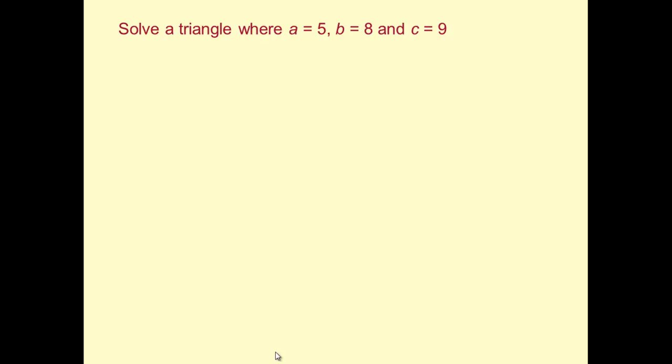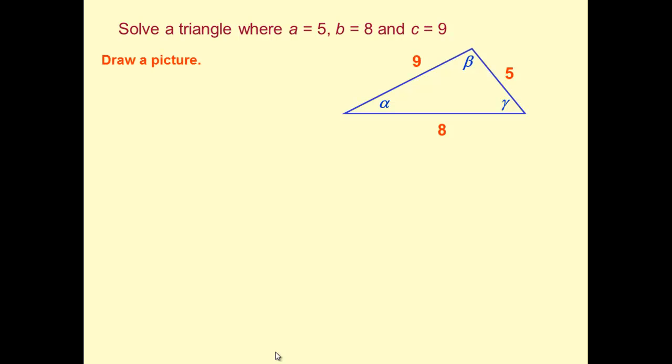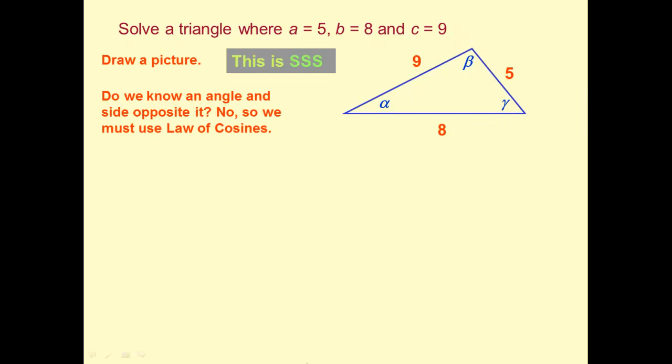Okay, solving a triangle where a is 5, b is 8, and c is 9. Here's my picture. Again, this is not drawn to scale. Got angles alpha, beta, and gamma opposite a, b, and c respectively. Again, looking at this, you can definitely see it's a side, side, side. I don't know an angle, so I cannot use the law of sines. I need to use the law of cosines.